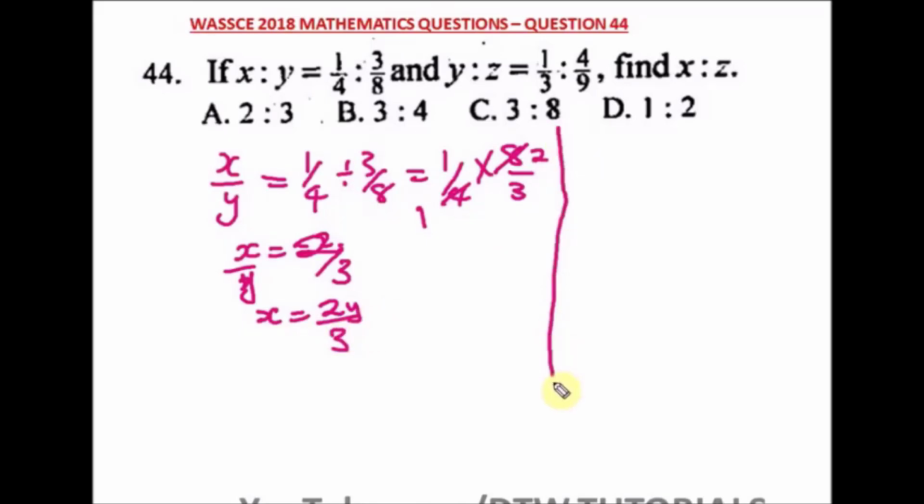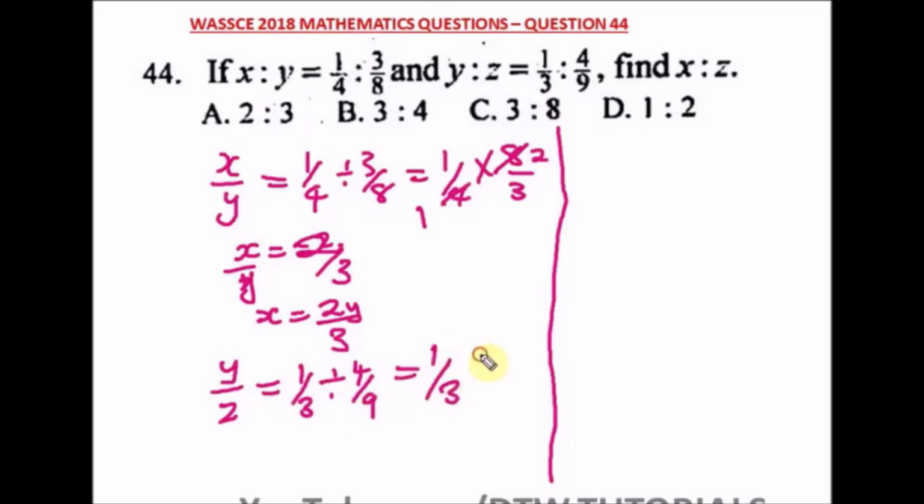Alright, so let us try to make z the subject of formula here. So here we have y ratio z, which is y divided by z, which will give us 1 over 3 divided by 4 over 9, which is equal to 1 over 3 times, bring 4 down, because we're changing the division sign to multiplication sign. So we have 9 divided by 4. 3 here and 3 here, 3 goes into 3 once, and 3 into 9, 3 times. So we have 3 over 4. So y over z is equal to 3 over 4.